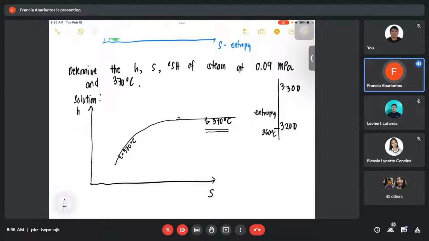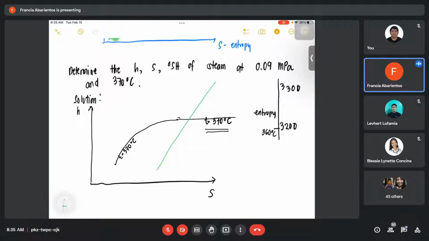Di ba may makikita kayong 0.0040, so on and so forth. So that is also the pressure line, the constant pressure line. Pag ganito dyan, makikita nyo yung pasunod-sunod na pag ganito.